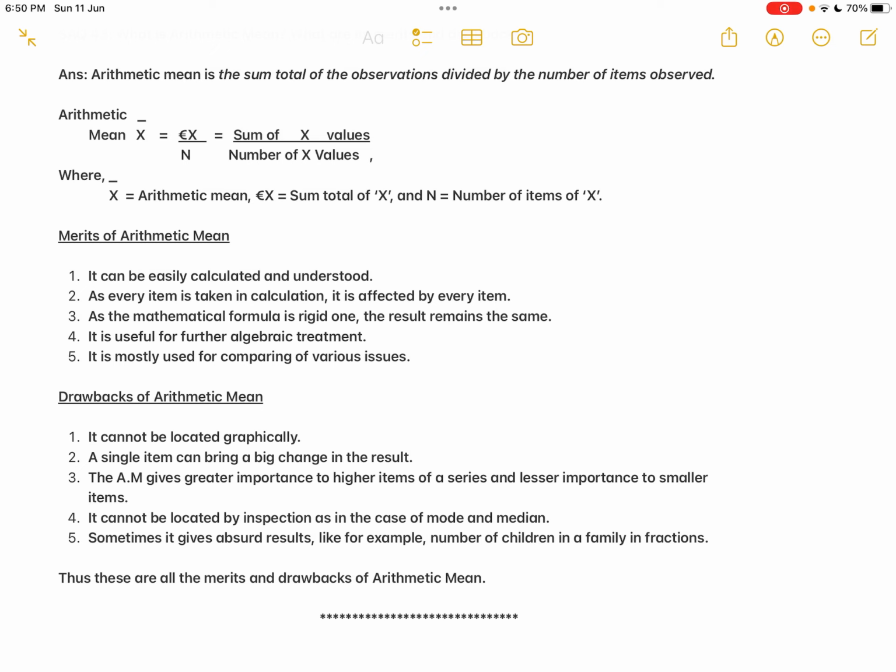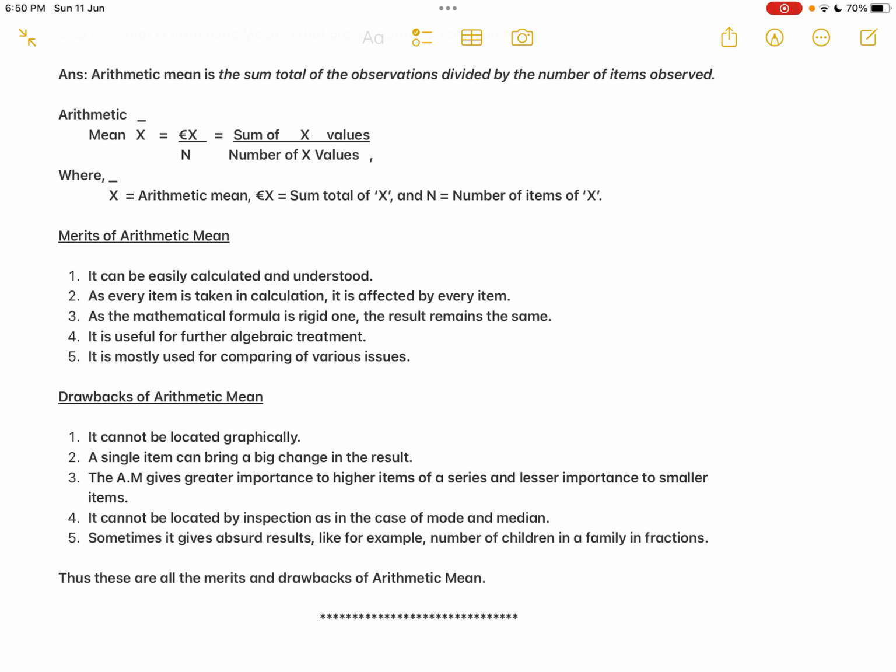Then the third one, the arithmetic mean gives greater importance to higher items of a series and lesser importance to smaller items, because the higher values will affect the average more than the smaller values of the series. The average is mostly affected by the higher values.